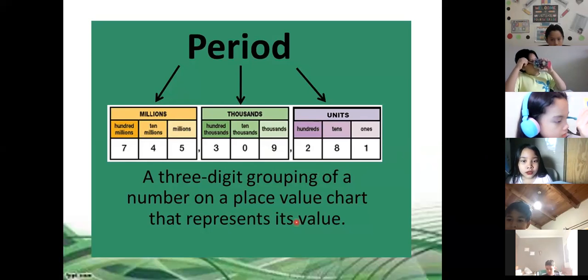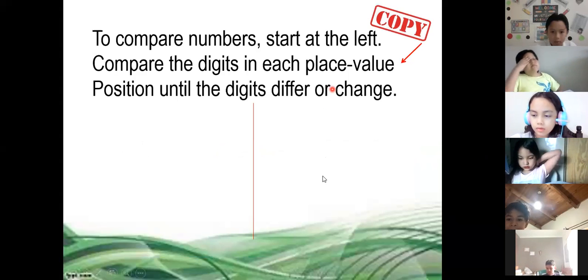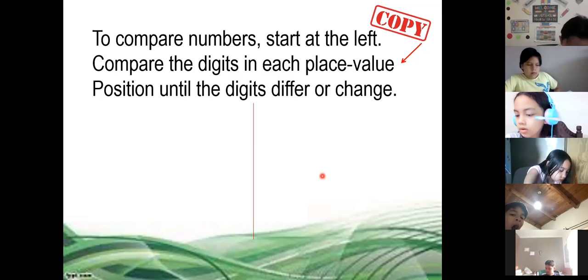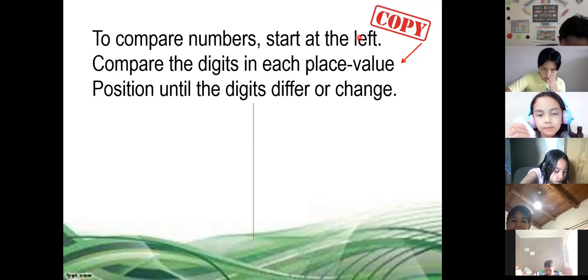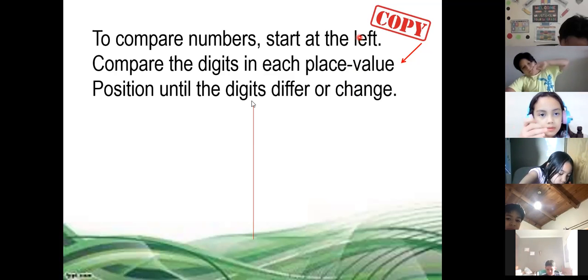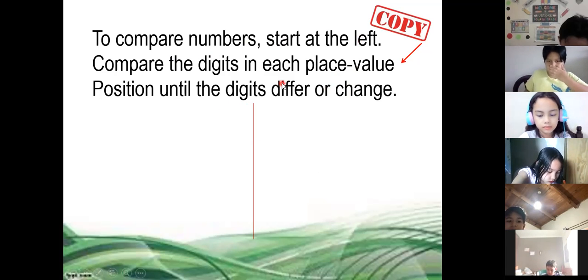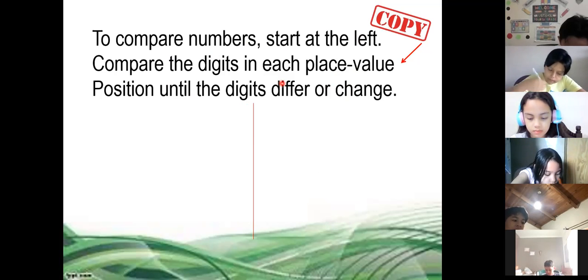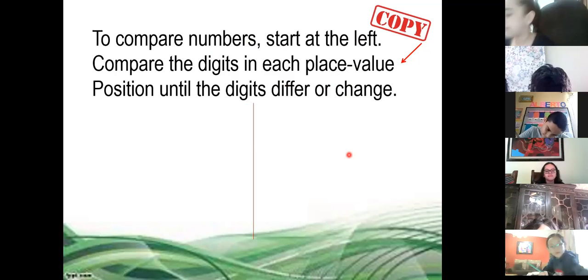Okay, let's go to next. Don't forget that this is a period. You are going to write in your notebook this information. To compare numbers, we need to start at the left side. We start with the left side of the numbers. So we compare the digits in each place value according to the positions until the digits differ or change. So write this information in your notebook, just this. We compare the numbers from the left. So if we have one amount, we need to check which number is on the left. That's the first thing. Check the number that is on the left to compare the two numbers.